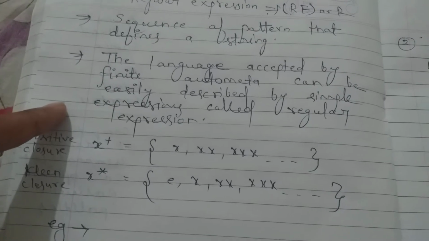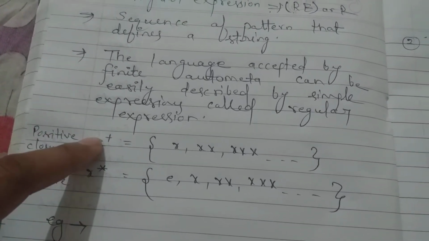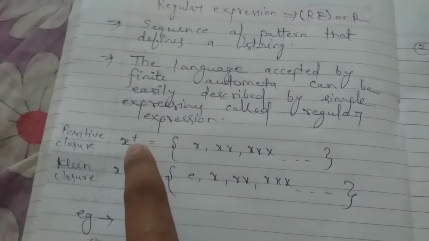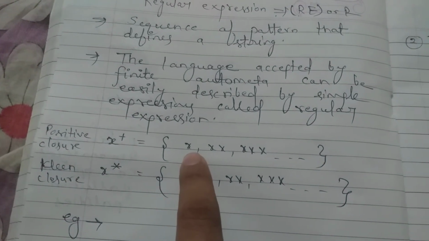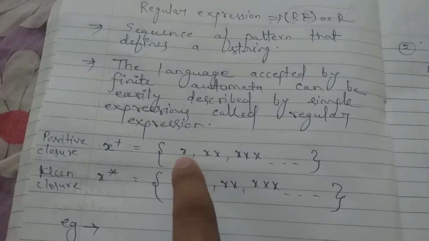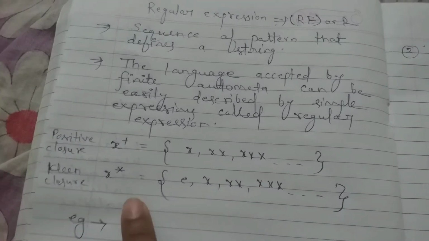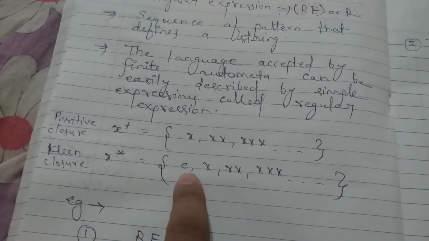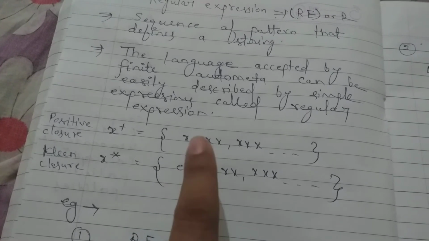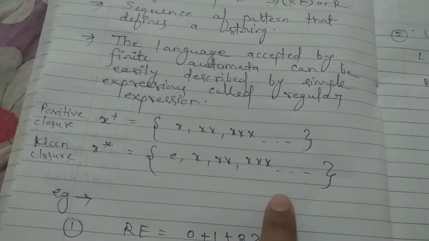Here we have two types of operations, positive closure and Kleene closure. Positive closure shows that any string should have at least one member, say x, then again double x and so on. And for Kleene closure, the minimum string is null, that is epsilon, and after that, similarly to positive closure, x, double x, triple x and so on.